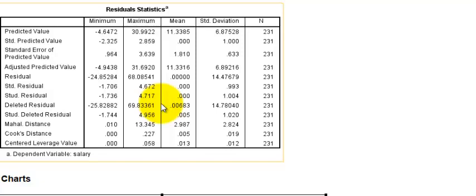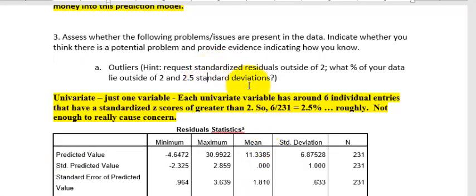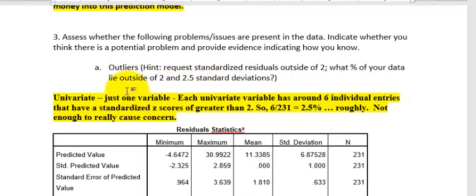But anyway, yes, there are right around 6 individual pieces of data per IV that have residuals that are too high. Right? They're greater than 2. But 6 out of 231 is about 2.5%, which is not a deal breaker. So it looks like anything under 5% you can live with.